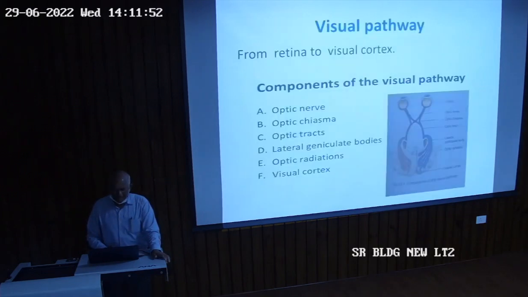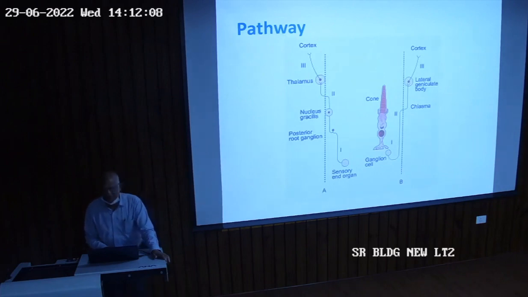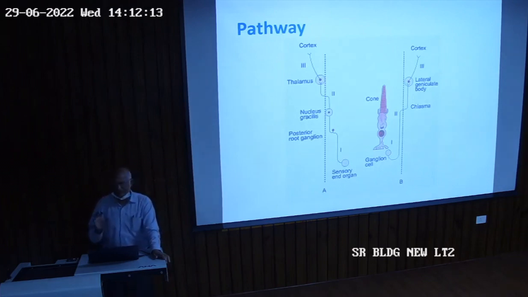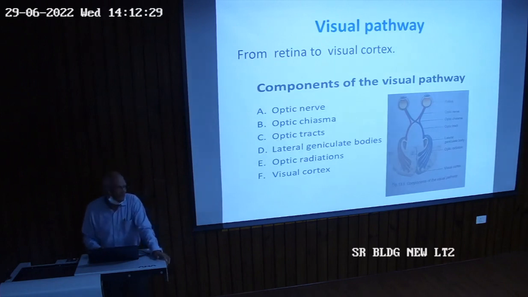Okay, again I am repeating. This is the first order neuron, the rods and cones up to the ganglion cell, then the second order neuron going to the lateral geniculate body where it relays, and then the third order neuron from the lateral geniculate body to the cortex. Here is the cortex, there is visual cortex, parastriate, striate area, where the visual perception is there. This is how the pathway starts. Components of the visual pathway: optic nerve, optic chiasma, optic tract, lateral geniculate body, optic radiation and the visual cortex, as we have seen.